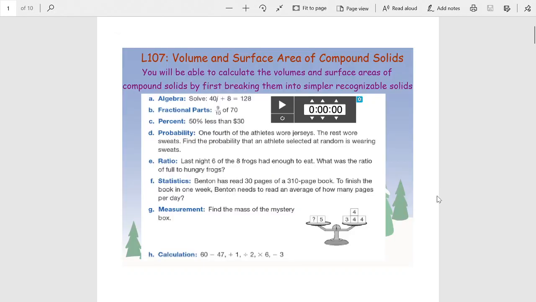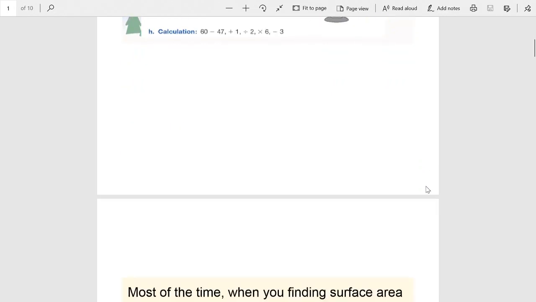Course 3, Lesson 107, we are looking at volume and surface area of compound solids. We've looked at both volume and surface area of solids in many different shapes, but today we are taking more complex figures, things that you actually see in the world, and figuring out what is the volume and surface area.